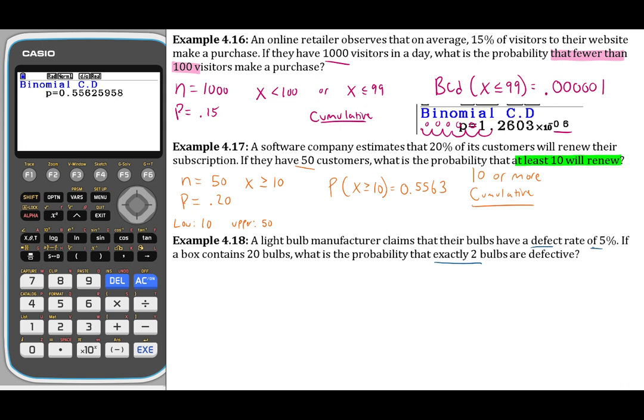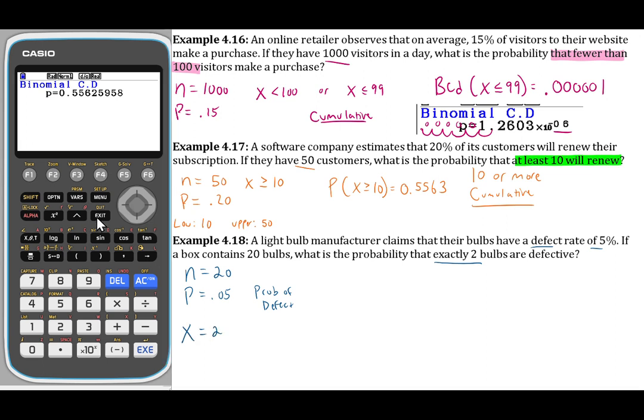I'll show 2 different ways of calculating this, depending on how you define these things. So n is 20, p is 0.05. This is the probability of a defect. Meant to make that letter D. Probability of defect. And in this case, we want exactly 2.